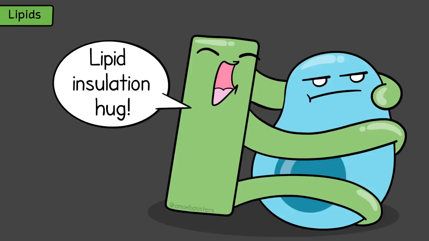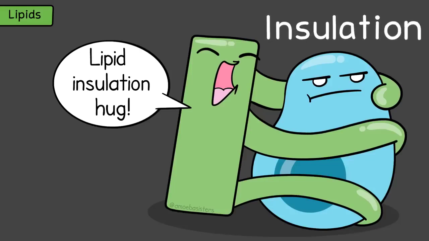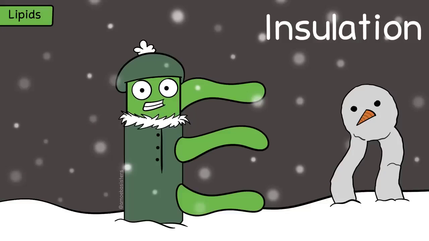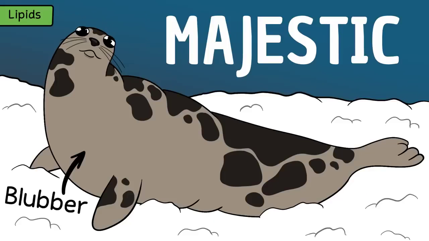Lipids are also very important for different types of insulation. The insulation may involve helping a cell carry an electrical impulse, for example, this myelin sheath made of lipids that can be found on many neurons. Or the insulation may involve temperature regulation, so thermal insulation. For example, the blubber on this adult harp seal is made of lipids, helping it conserve heat.